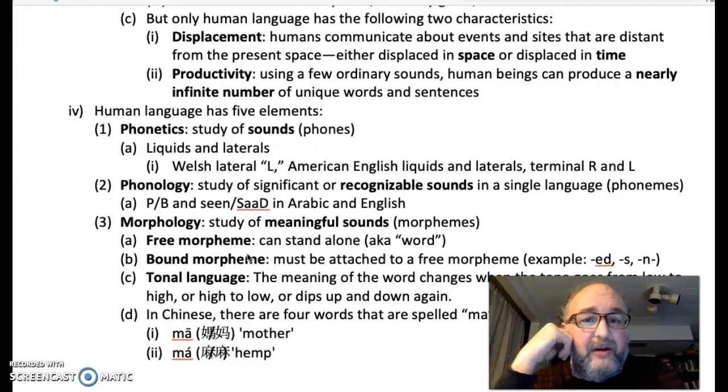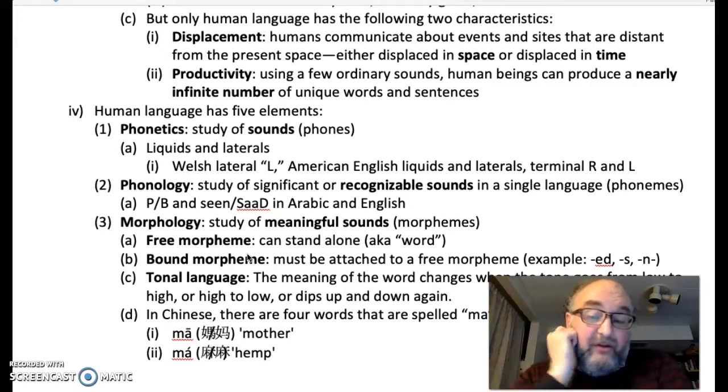Productivity. Using a few ordinary sounds, human beings can produce a nearly infinite number of unique words and especially sentences. A lot of times when students are writing papers, I'll have a student I don't know that well, and they write something and I'm like, man, that's like a professional writer. It's like you've been writing for the New York Times for the last 10 years. It comes off so smooth. And so I take it and put it into Google. I take 12 words from that paper and toss it into Google.